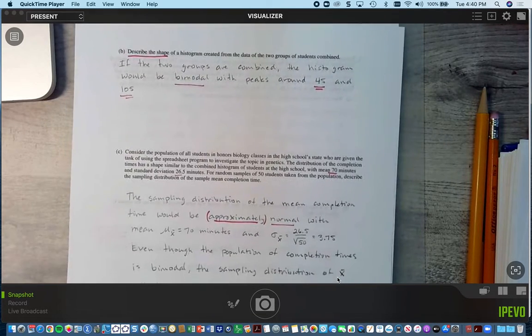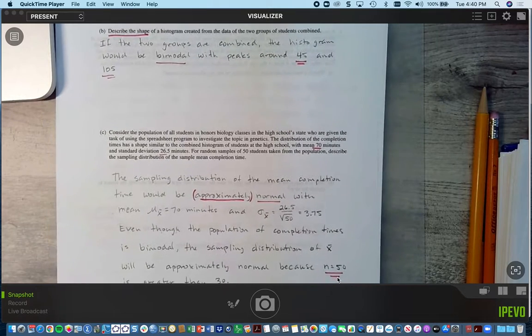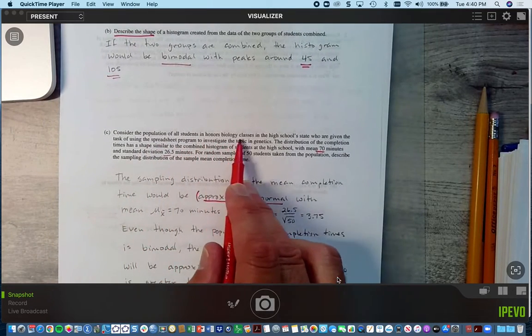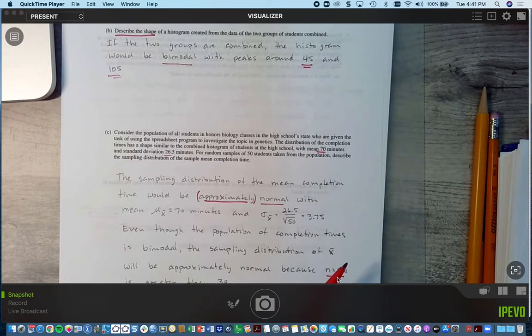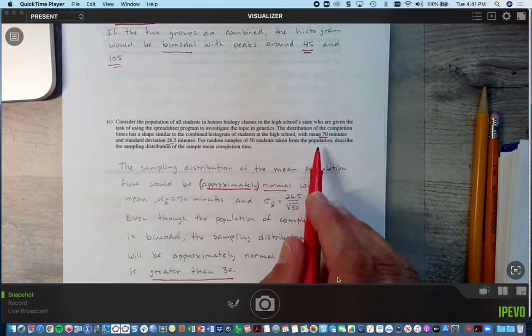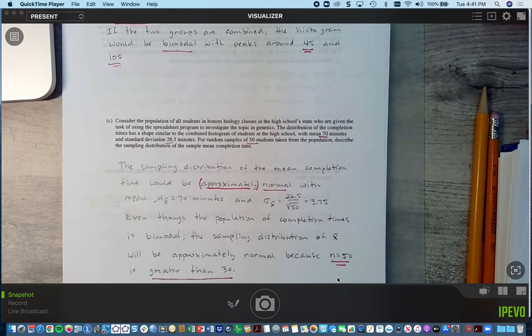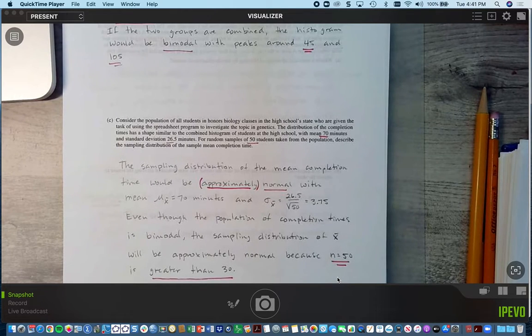Then for part C, it says consider the population of all students in the biology class. They're combining the 2 together, and they're going to get this bimodal distribution, and then they're going to take samples of size 50 from that population, and then look at the sampling distribution of the mean.